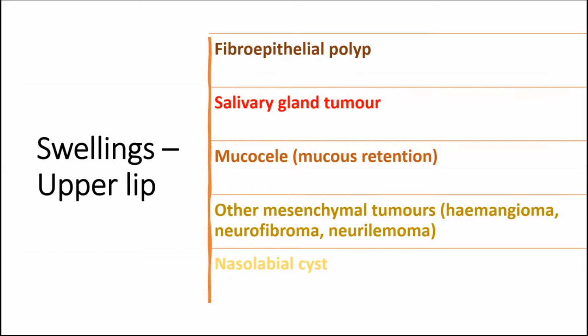So be really vigilant and alert if you see a swelling of the upper lip, especially one that looks like a mucocele, because quite often the minor salivary gland tumors on the upper lip have very many common features to a mucocele, okay? So mucocele actually, statistically, comes after the salivary gland tumor, and then other mesenchymal tumors follow, and nasolabial cyst, do not forget, near the midline.